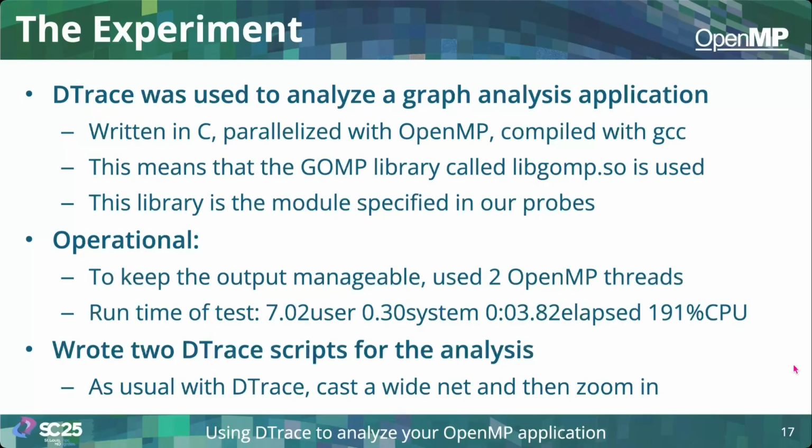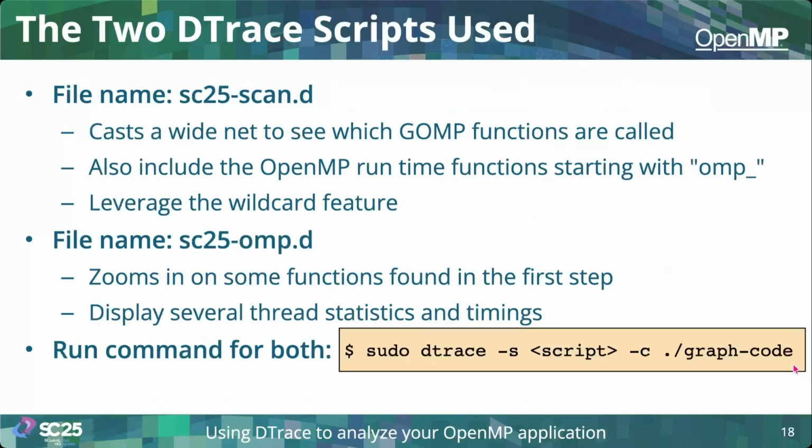On 2 threads, it took a little less than 4 seconds elapsed time and 7 seconds user time. And I wrote 2 DTrace scripts, and I did that on purpose to show you the methodology, because the first one will cast that wide net, and then I used that information to define the things that I'm really interested in. These are the 2 DTrace scripts that I used.